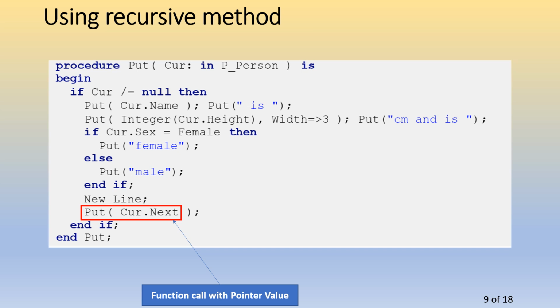The same thing can also be implemented using the recursive method, where you call the put procedure once again with the value of the next pointer. Like if you see here, cursor.next we call to call the put once again.